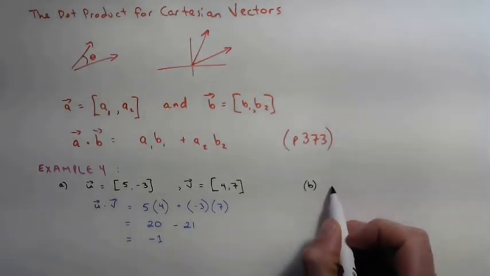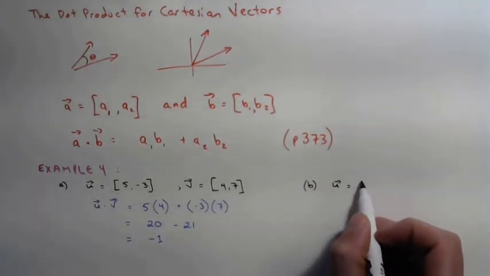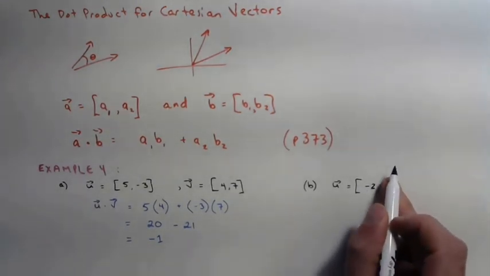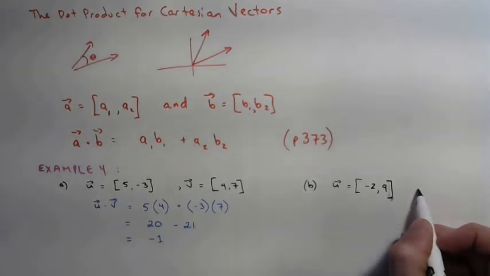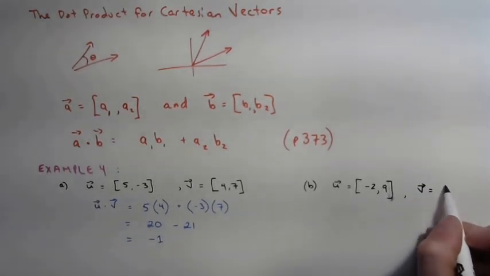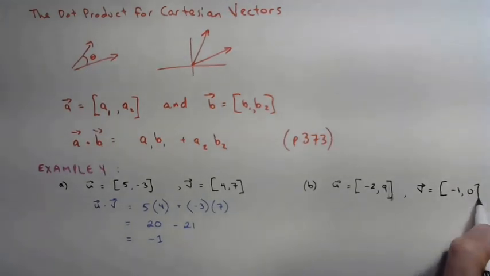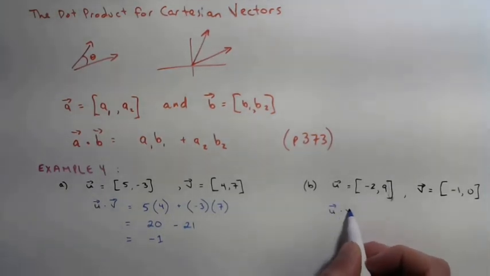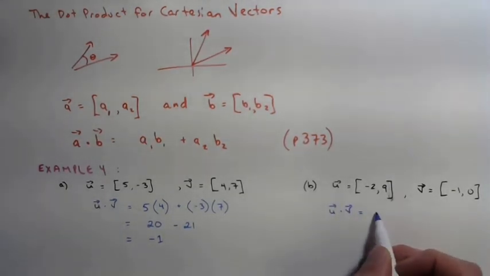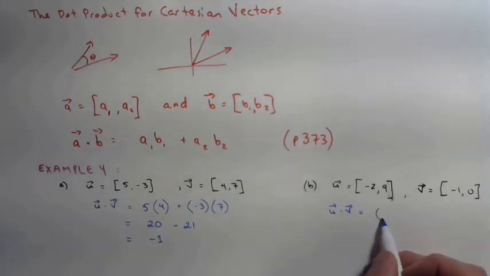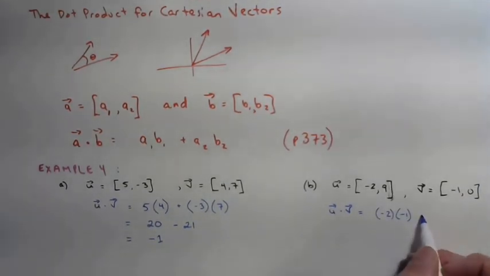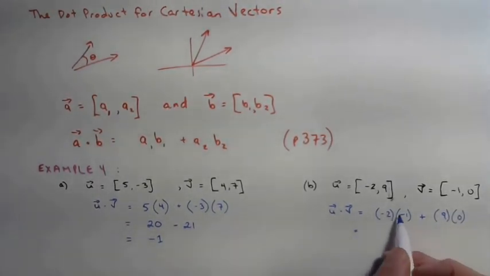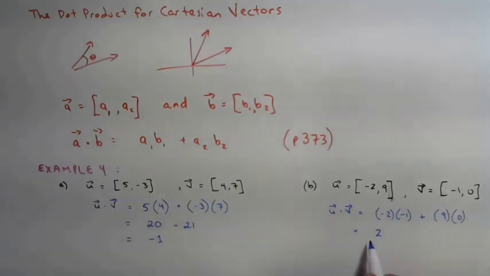B, we are told that u is the vector defined by negative 2, 9. Sorry, square bracket. And v is the vector negative 1, 0. And so we're going to take the dot product, u dot v. And again, we're going to take the first value times the first value. That's going to be negative 2 times negative 1. We're going to add 9 times 0. It's going to get us positive 2 plus 0, just positive 2.